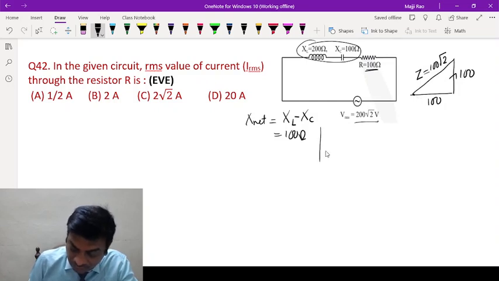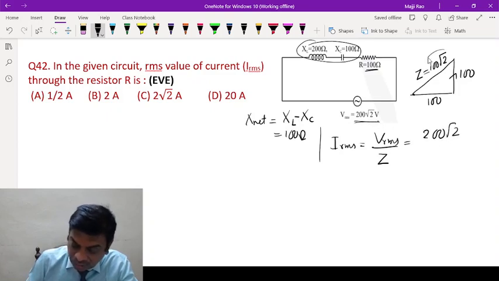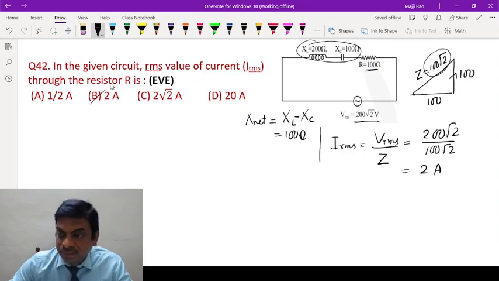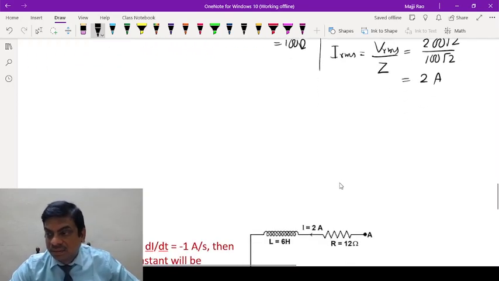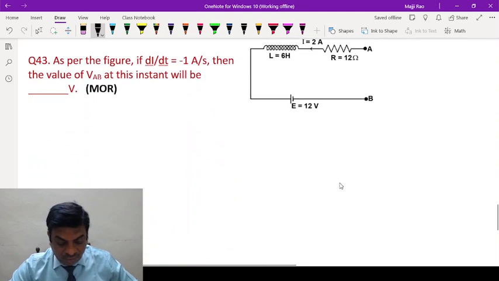So I RMS is equal to V RMS upon Z. So V RMS is how much? 200 root 2, and Z is how much? 100 root 2. So we have 2 ampere. So that is the correct option. Moving on to the next question.